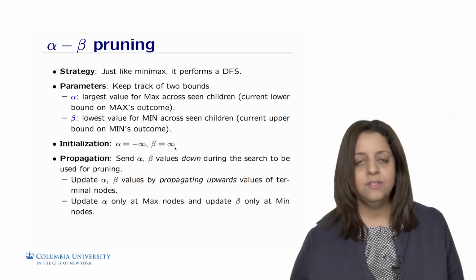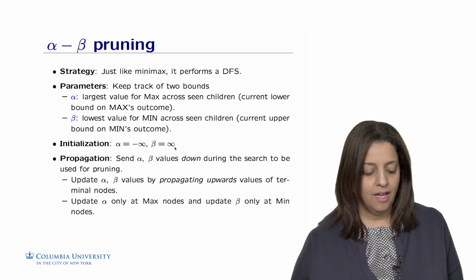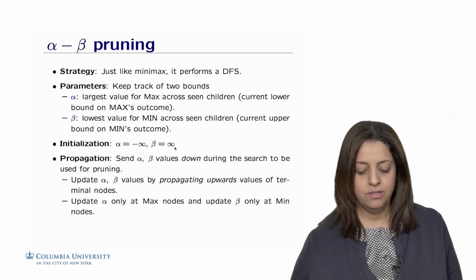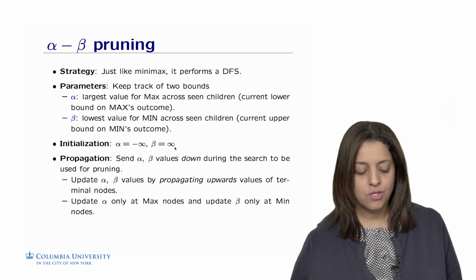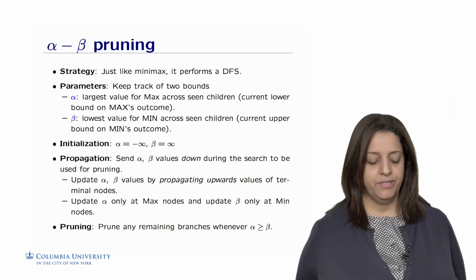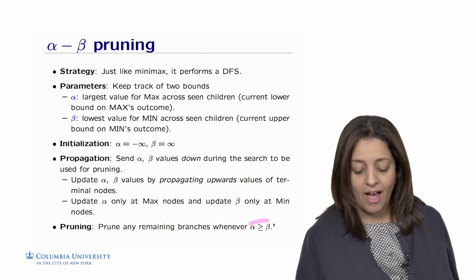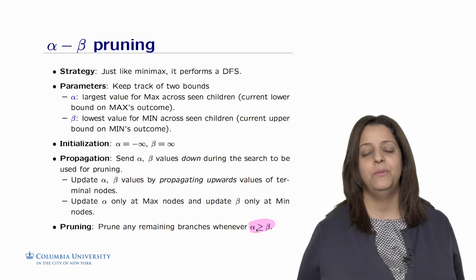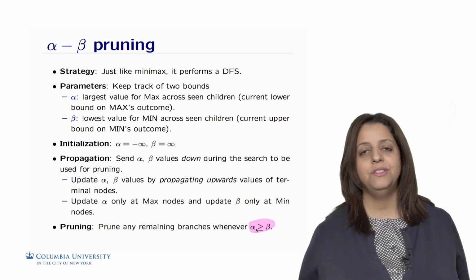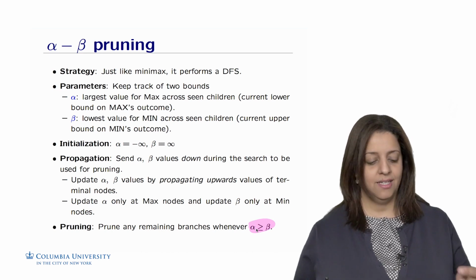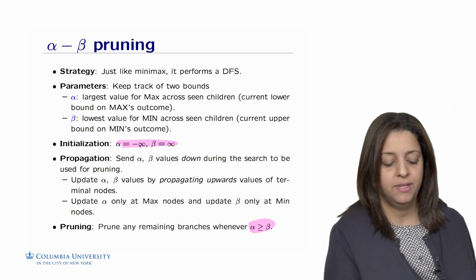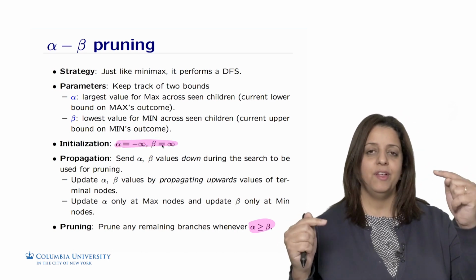So we're going to update alpha and beta values by propagating upward the values of terminal nodes. So how about the pruning? The pruning happens for any remaining branches whenever we have alpha bigger or equal than beta, which means that we're going to have alpha and beta starting from minus infinity and plus infinity, right? And both of them will be moving.